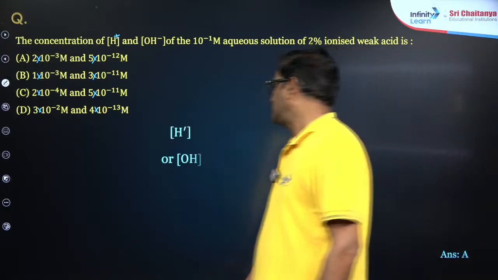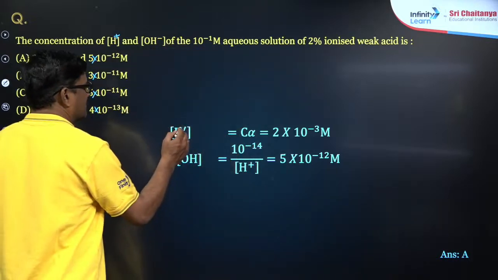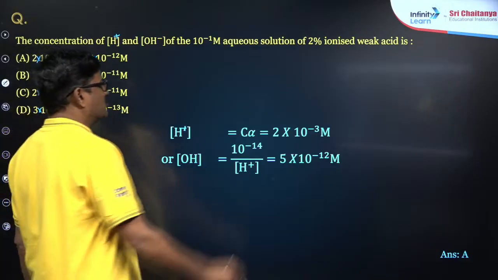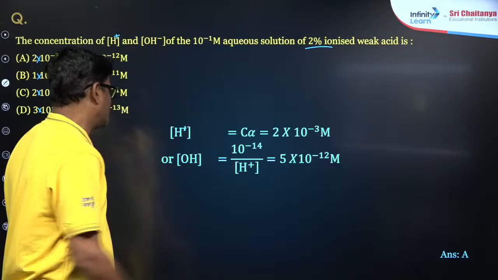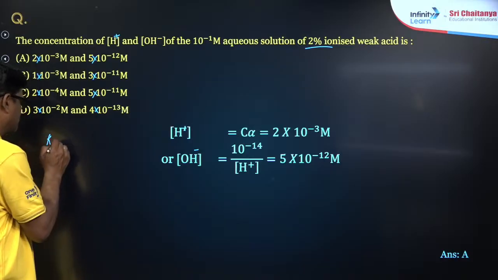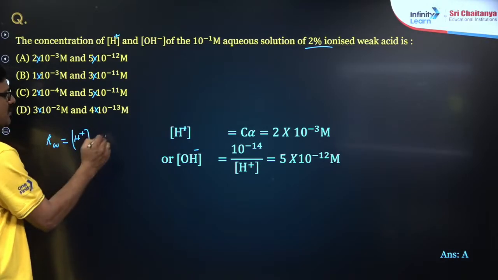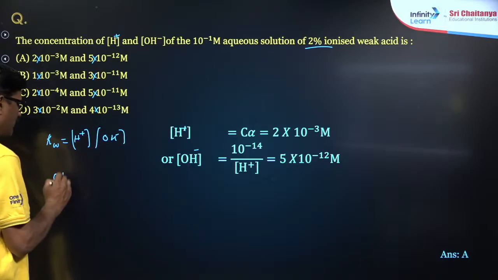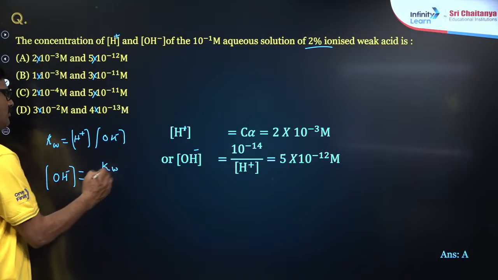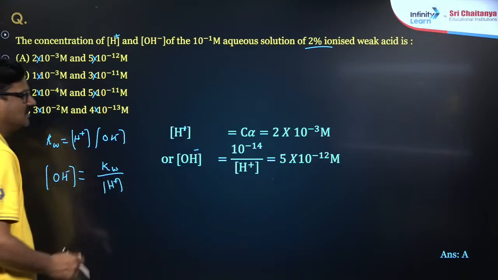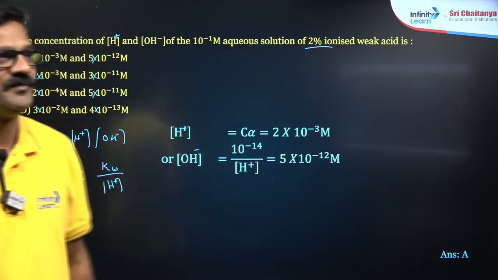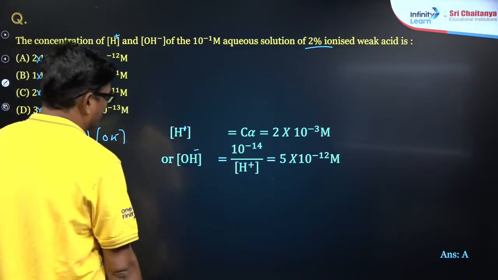I will tell you. The answer can be H plus concentration is equal to C alpha, that is equal to 2 into 10 to the power minus 3. Okay, it is 2% ionized, and OH minus is equal to Kw by H plus, because Kw is equal to H plus concentration times OH minus concentration. So OH minus ion concentration is equal to Kw by H plus ion concentration. So it is going to be 5 into 10 to the power of minus 12. Got it? Very good. Answer is going to be matched with A.